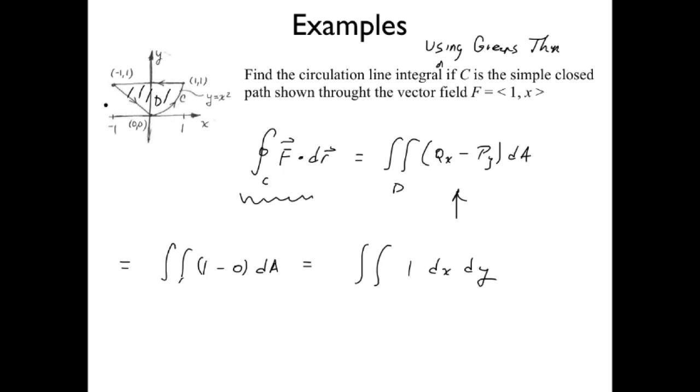So this is y equals negative x. And we know this is y equals x squared, so x is going to go from negative y to square root of y. And then y goes from 0 to 1. And what will this integral in the end compute for us?